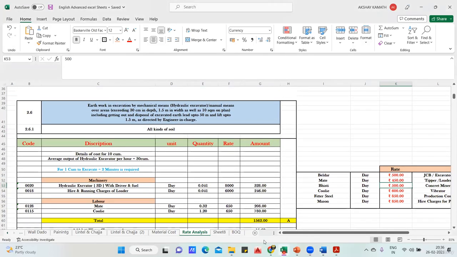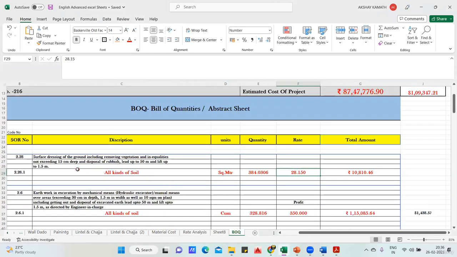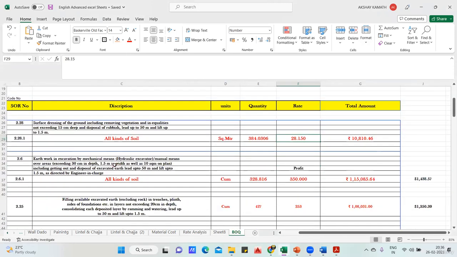So in this lecture, we'll go with the second part. That is, we have done the surface cleaning, right? After that, what did we do? We did the earthwork in excavation by mechanical means, hydraulic excavator we had done. And in this, it was all kinds of soil. And we took the rate as 350 rupees. Now we'll see how the 350 rupees analysis has been done.